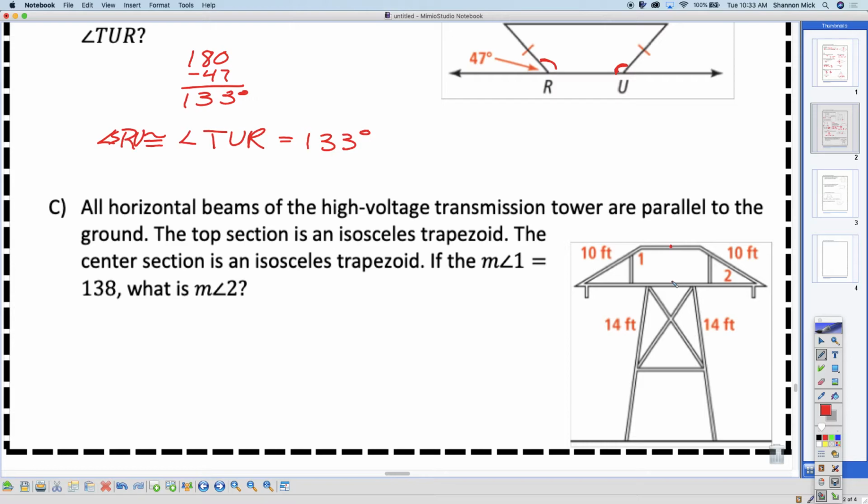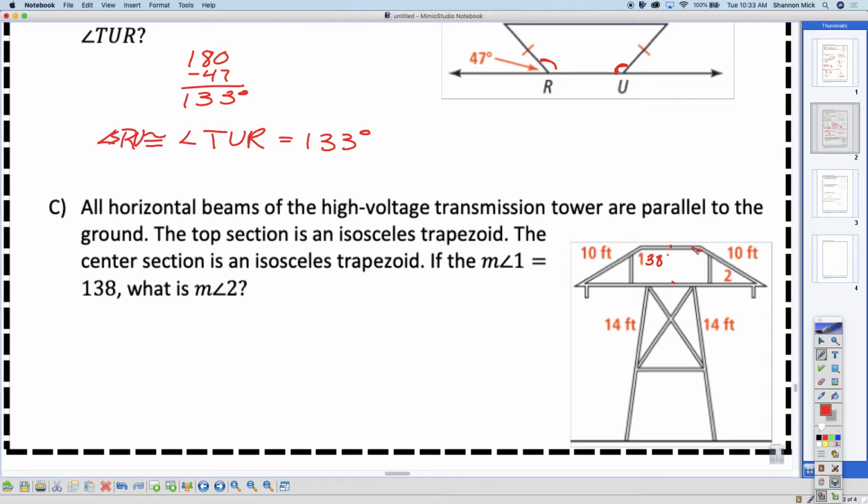It says measure of angle 1 is 138. Yes, I'm sorry. Oh, look at that. I can make the 1 a 138, and the other side's 138. The other side, this one here, is 138. So I need to figure out inside there.